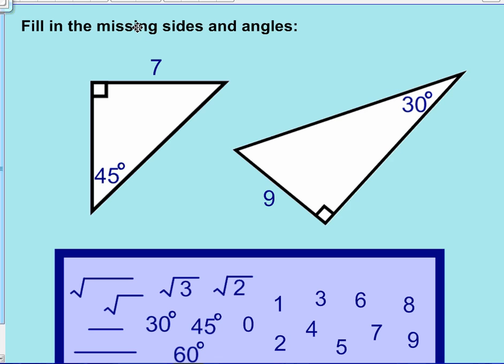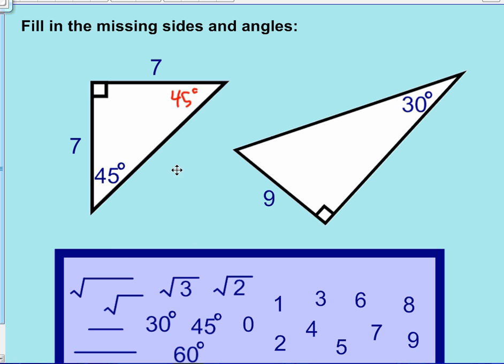So if we know we have a 45-degree angle and a 90-degree angle, we can automatically assume that my other angle here is going to be 45 degrees, because 90 plus 45, subtract that from 180, you get 45. Okay, so if I wanted to find my missing sides, I can say, well, opposite 45 is x, and I know opposite of any 45-degree angle is going to be x. So in this case, x equals 7.